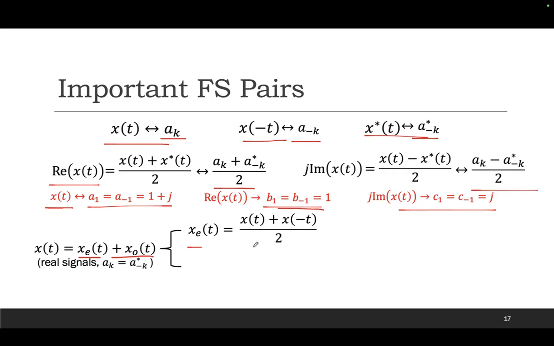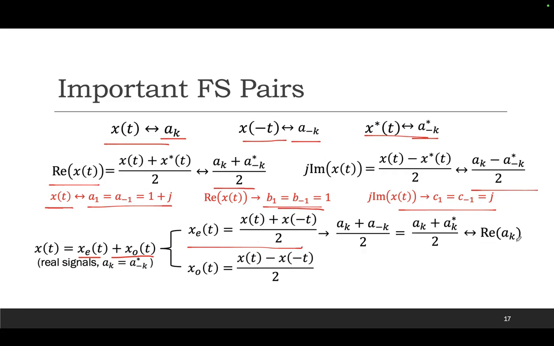For the even part, you have this equation, and for the odd part you have this equation. Actually, for the even part you can see it's just the real part of a_k, and for the odd part it's just the imaginary part of a_k. That makes sense to you? Okay.